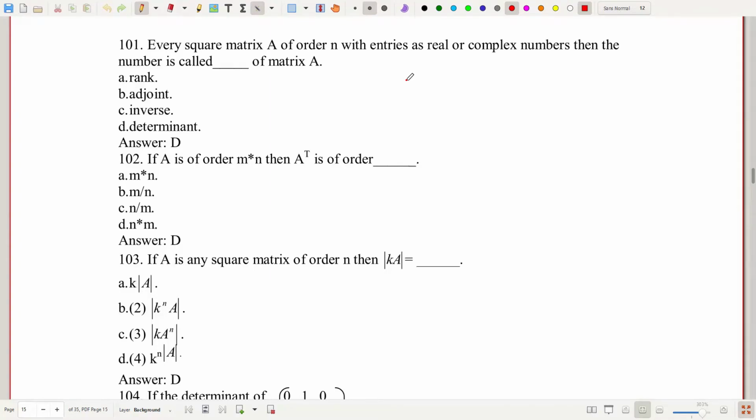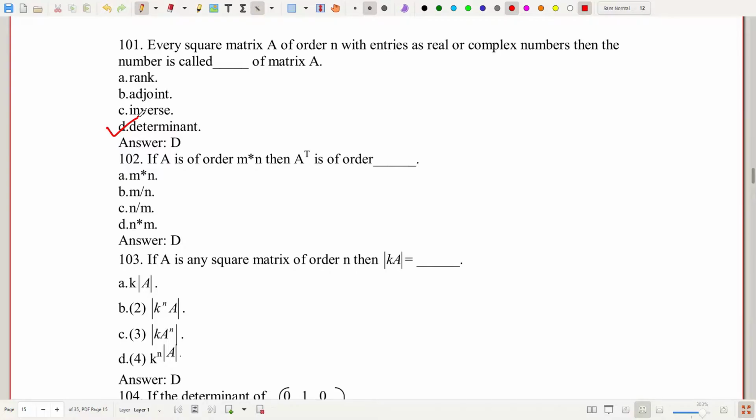MCQ on numerical and statistical methods. The first question: every square matrix A of order n with entries as real or complex numbers, then the number is called the determinant of matrix A.